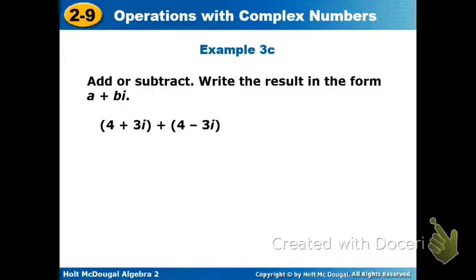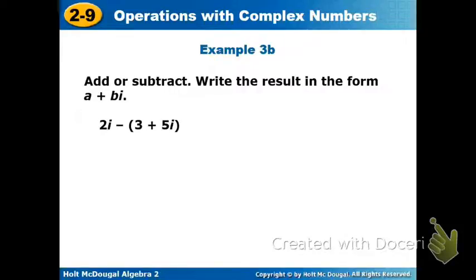I'm going to have 2i, and then the 3 that's positive inside is going to come out as a negative, and then the 5i that's positive comes out as a negative. So we just changed the signs of everything.